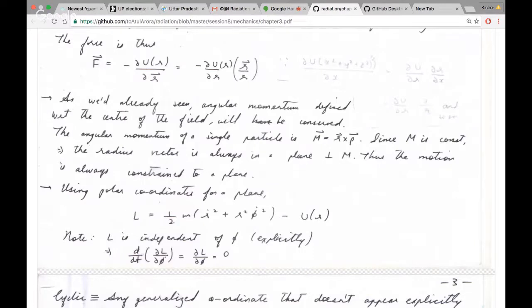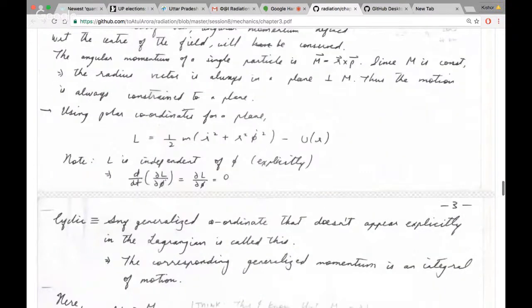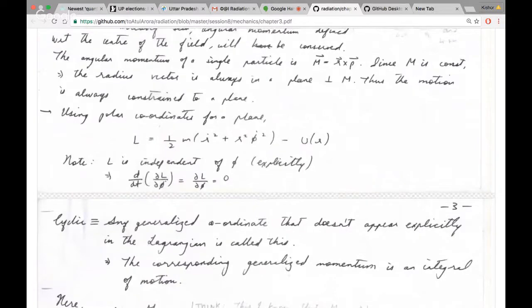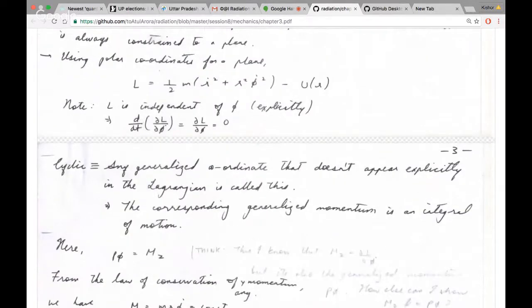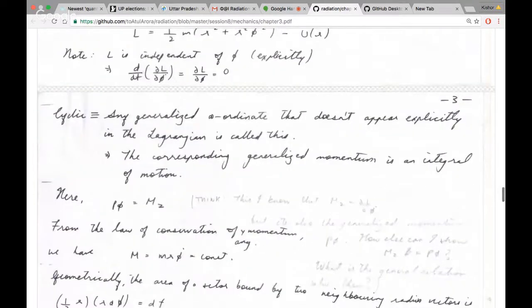So you get d by dt of del L by del phi dot equal to del L by del phi equal to 0. So from here you will claim that this thing is conserved. Earlier, any generalized coordinate that does not appear explicitly in the Lagrangian is called cyclic. The corresponding generalized momentum is an integral of motion. Here, phi is cyclic.